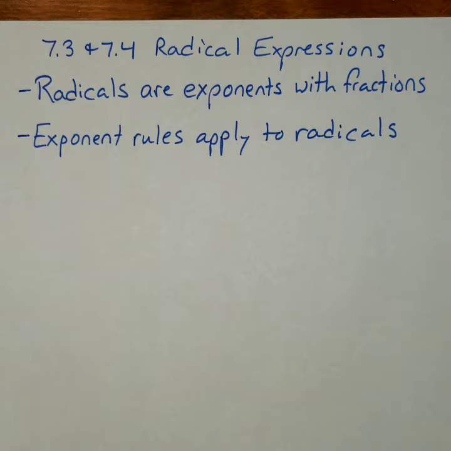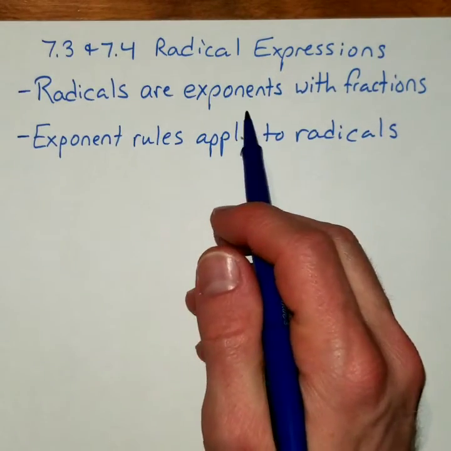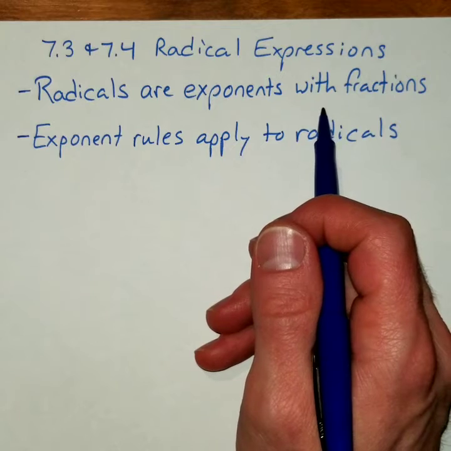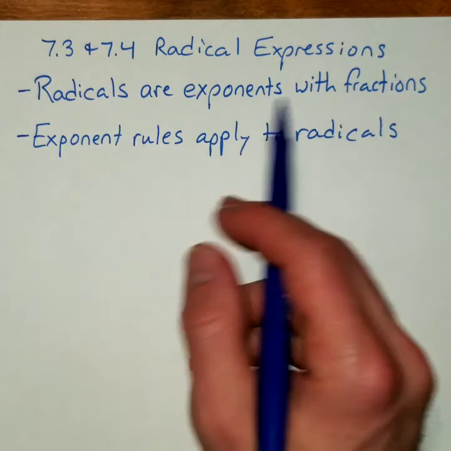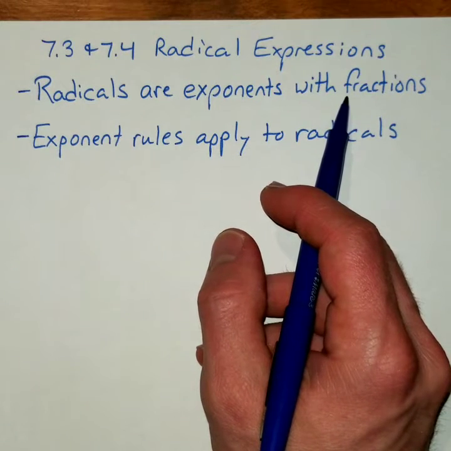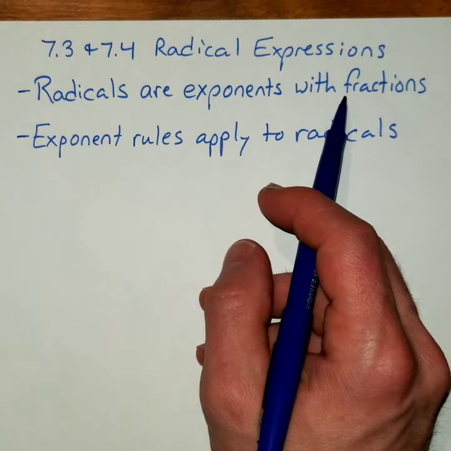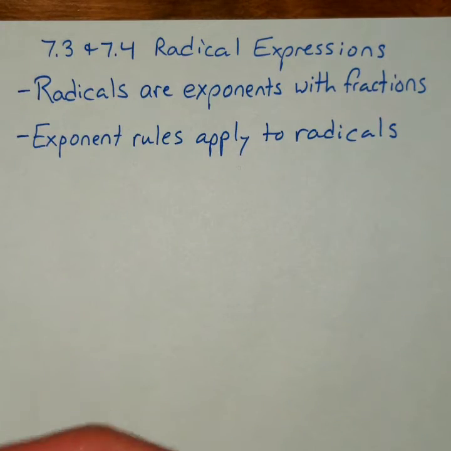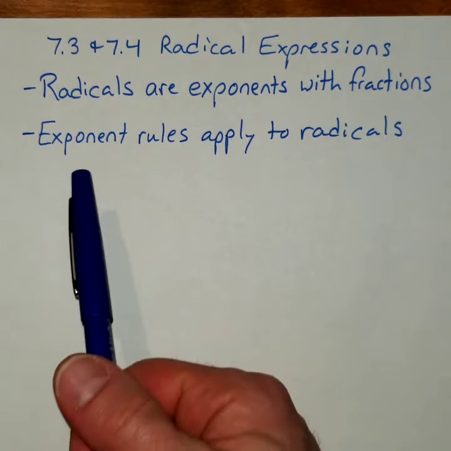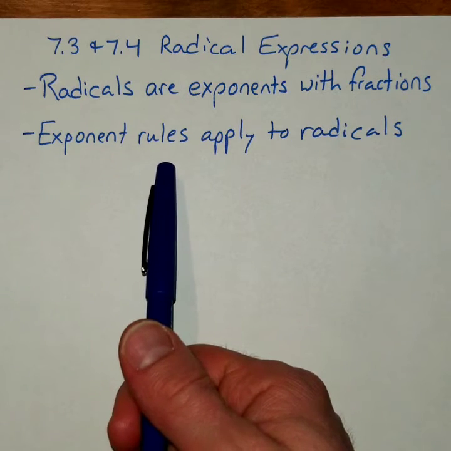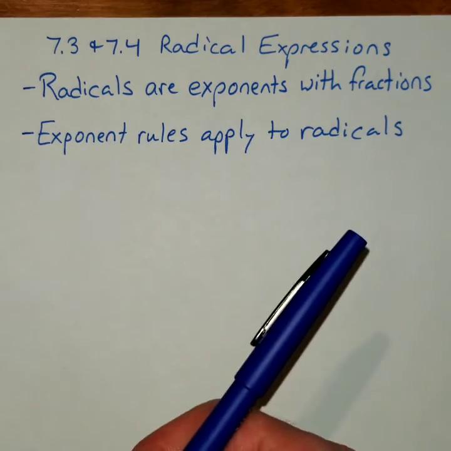Now, with radical expressions, a couple of things you need to keep in mind are that radicals are exponents with fractions. We saw that in the last section, 7.2, that radicals, like square roots, are really just fractional exponents. We call them rational exponents, like 1/2. If you raise something to the 1/2 power, that's essentially a square root. And because radicals are really just exponents, all of the exponent rules we had way back in chapter 1 apply to radicals. Okay?